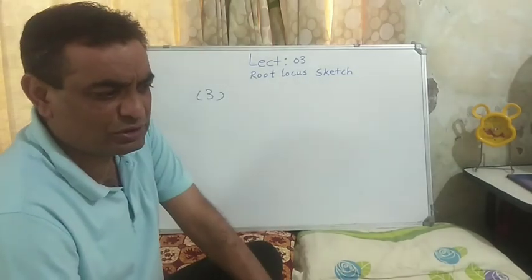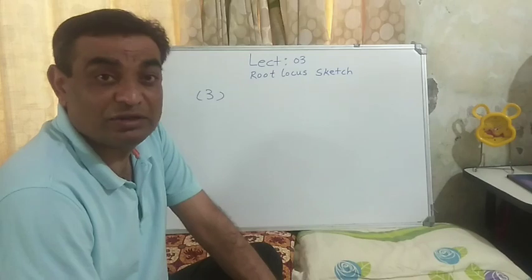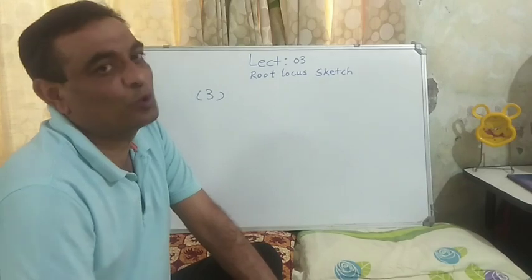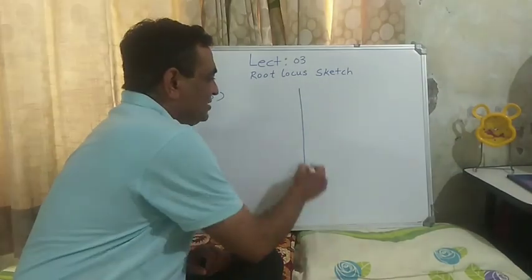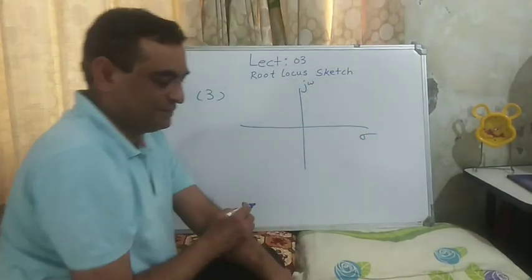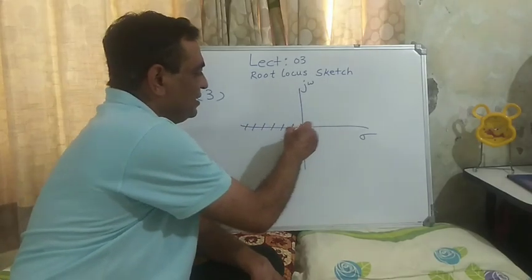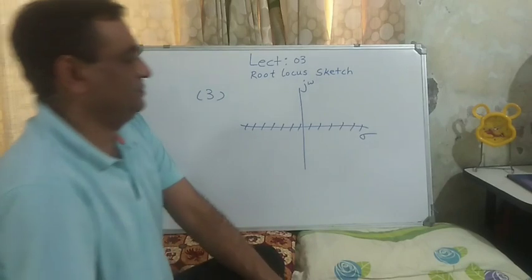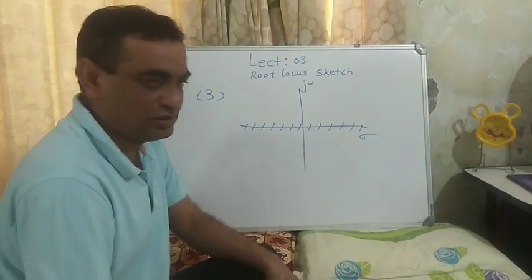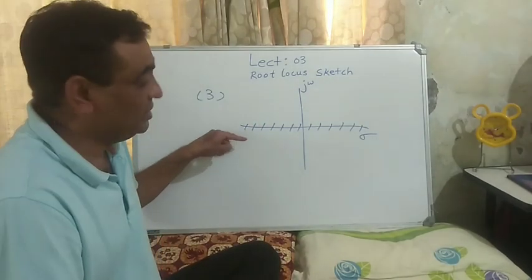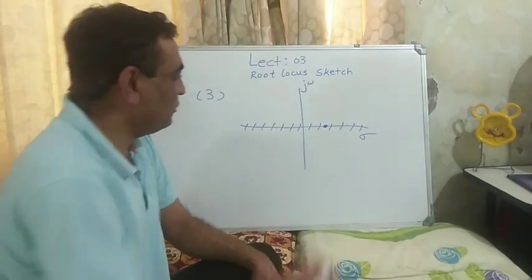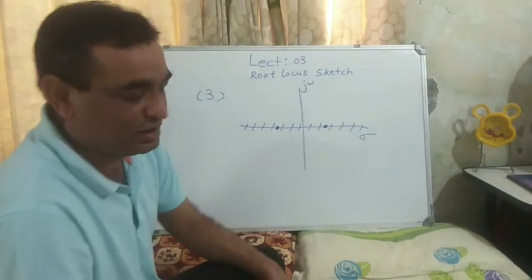The third rule is about knowing the root locus on the real axis, that is, on which segment of the real axis there is a root locus. If this is the S-plane, this is my real axis, this is the imaginary axis, and this is the entire real axis, I would like to know, with the help of rule number 3, which segment of the real axis is a part of the root locus. So I want to check whether this point lies on the root locus, whether this point lies on the root locus, and so on.